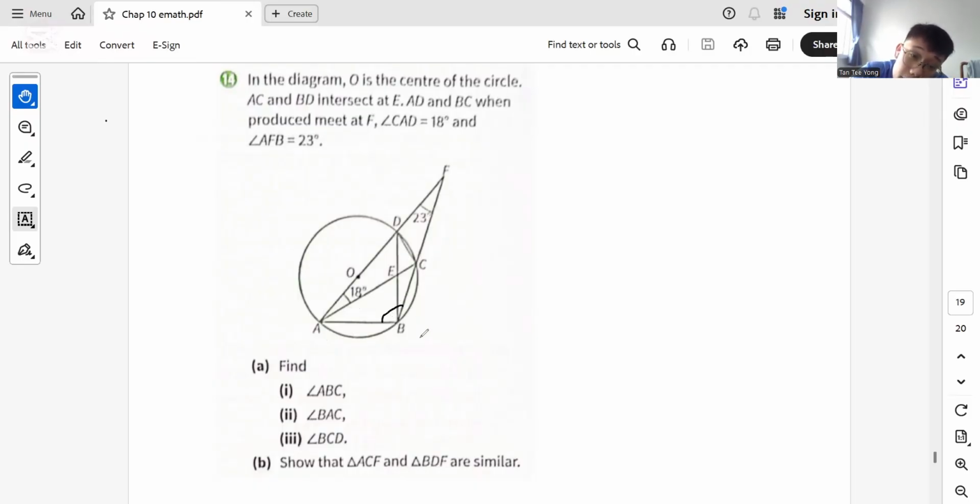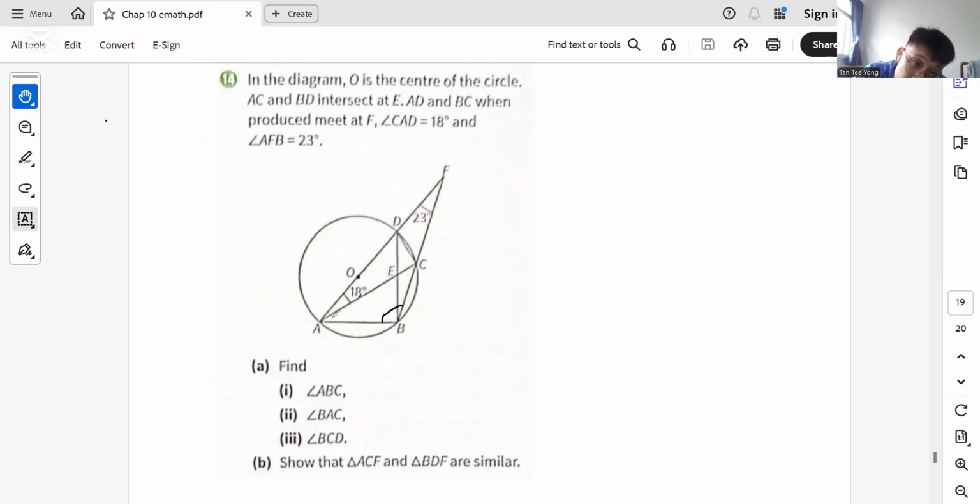Okay, so let's see. If you see angle ABC is a combination of angle ABD and angle CBD, correct? So this angle ABD is actually 90. How do I know? Because you look at ABD, it is a triangle, right?